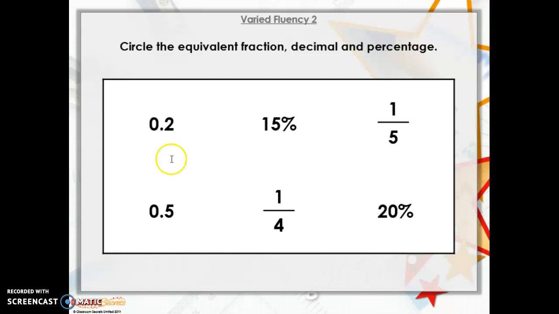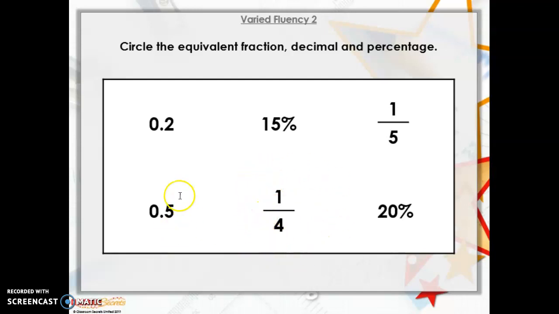Okay, so you can choose any to start with. I'm going to look at 1/4 because we've just been talking about 1/4. We know that 1/4 is the same as 25% or 0.25. I can see that none of these match that at all. So I don't think 1/4 is part of my equivalent fractions.